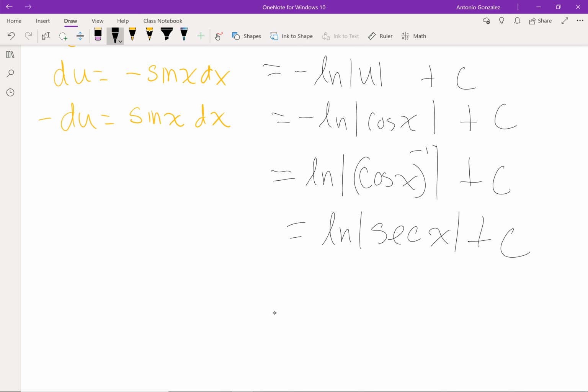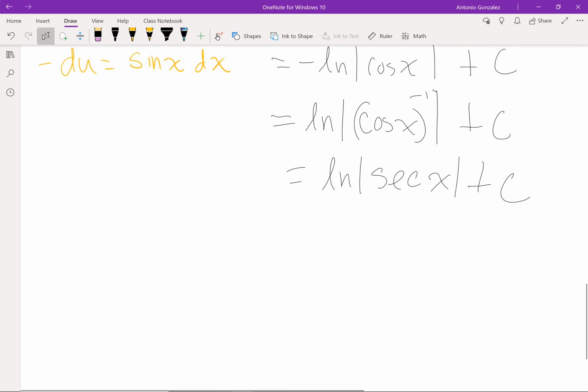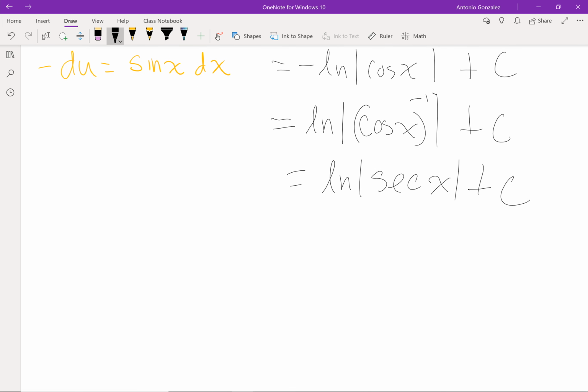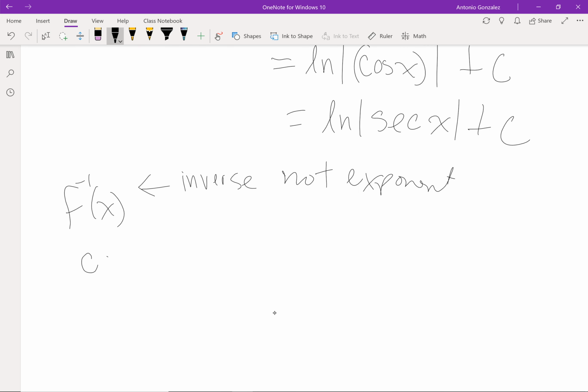Okay, before we move any further, I do want to clarify one thing about this inverse notation. When you see this, this is inverse, not an exponent. It is a bit confusing here. If it were any other number, we would interpret it as an exponent, but in this case, we do not. So keep in mind, when you see something like this, this is inverse cosine.